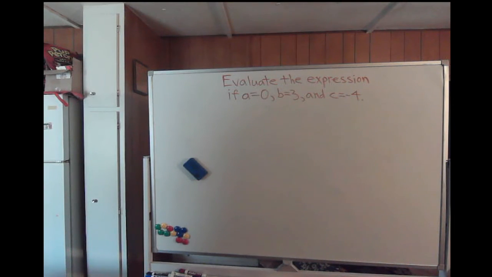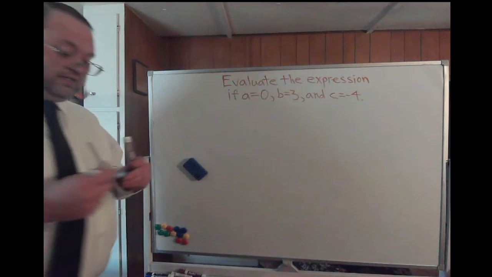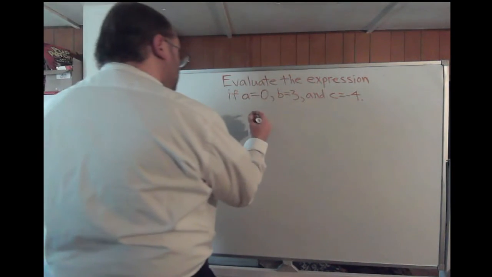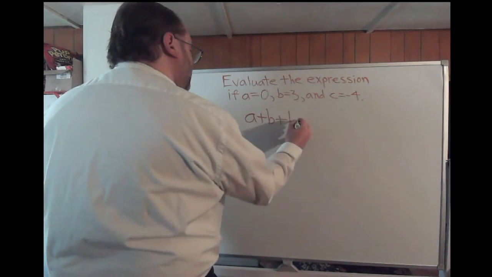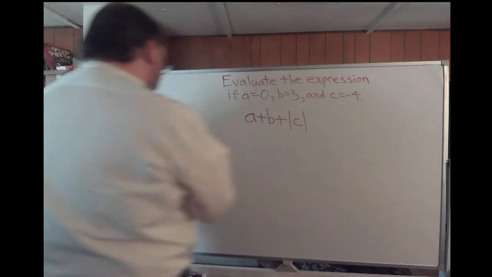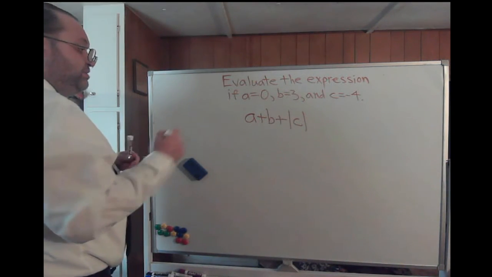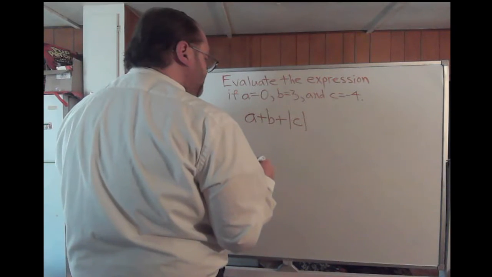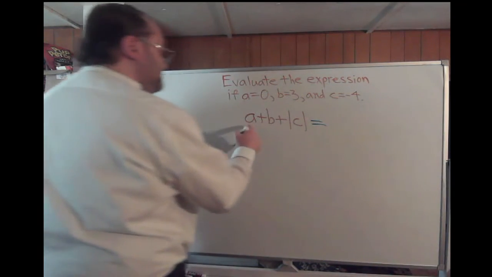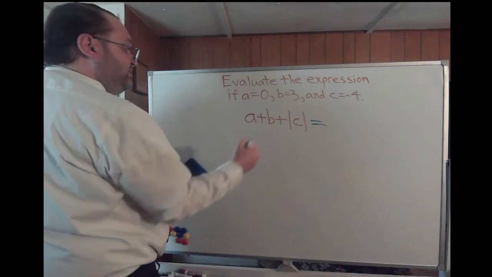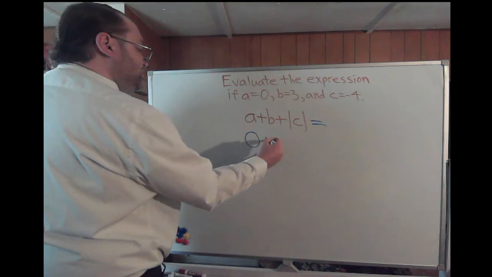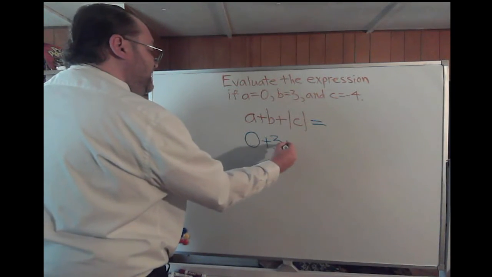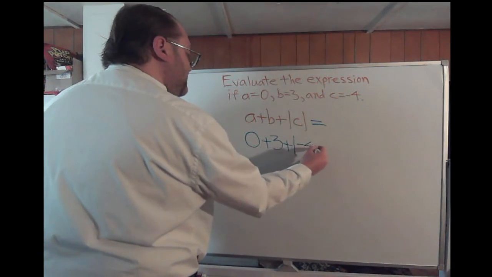All right, let's see. Oh yeah, okay, let's see here. I have a plus b plus the absolute value of c. So you got all three variables being used here. Once again, for each of these, substitute whatever that value is for those variables. A is 0, you'll substitute that in, plus b is 3, plus the absolute value of c, which is the absolute value of negative 4.